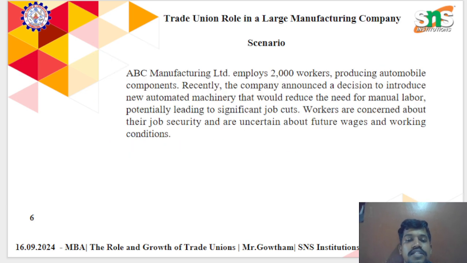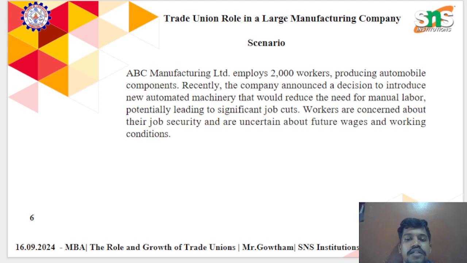Okay, the next thing is a scenario. ABC Manufacturing Limited has 2,000 employees producing automotive components. The company recently announced a decision to introduce new automated machinery that would reduce the need for manpower, potentially leading to significant job cuts. The workers are concerned about their job security, because they work regularly for the organization, for 12 hours or 8 hours, almost a whole day, but are offered only low wages for the shift time.